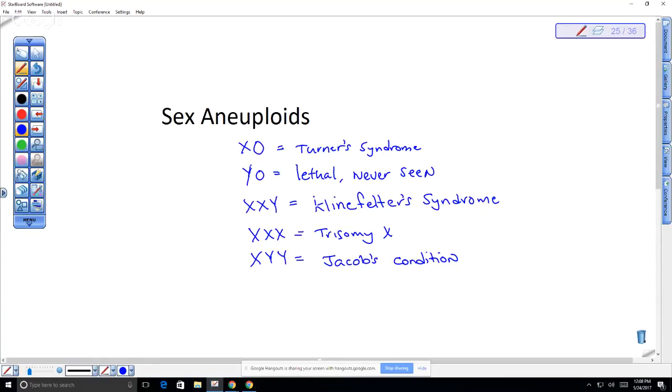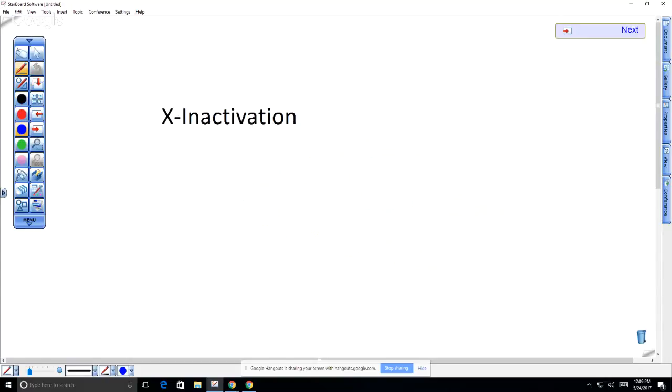Klinefelter's and Turner syndrome, you start to suspect it because there's some developmental delays. And then when they hit puberty, they have some different characteristics from normal puberty. Okay, so those are examples of sex aneuploids. And so now we're gonna talk about what happens to that extra X chromosome in females. And so this is what is called X inactivation. So this generally occurs in females.